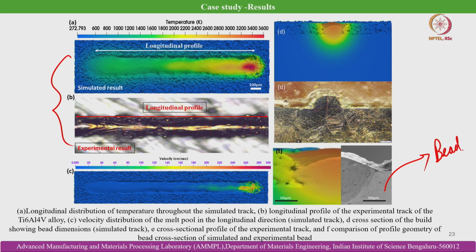So, there also you can very well understand the accuracy of the developed process model, or rather the role of the process model, which can effectively capture the bead dimension and also the build geometry, and thereby it can also provide an insight about the quality characteristics in terms of macroscopic features or macroscopic dimensions of the deposited build.